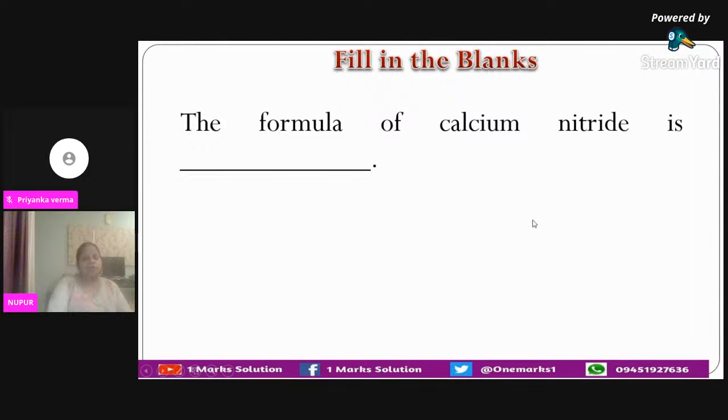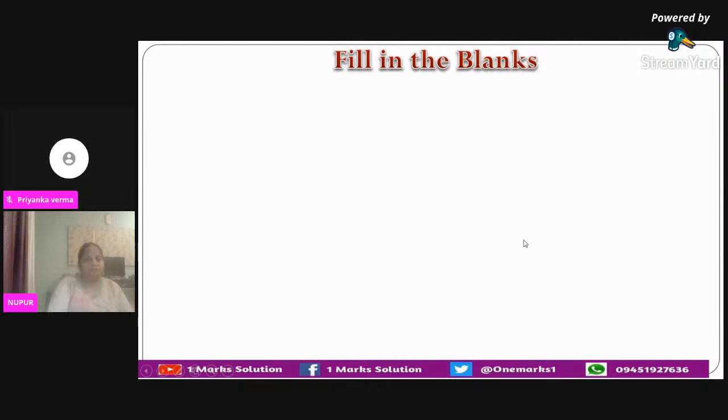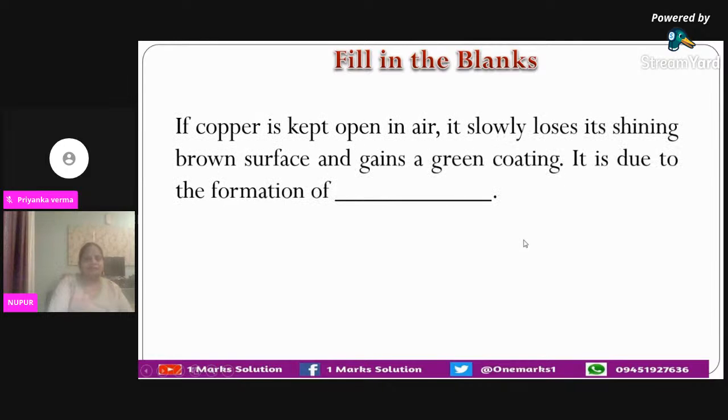There is a compound called calcium nitride, a very important compound, and its formula is Ca3N2. These are certain extra questions which we should be aware of because they are used in weldings and other things.